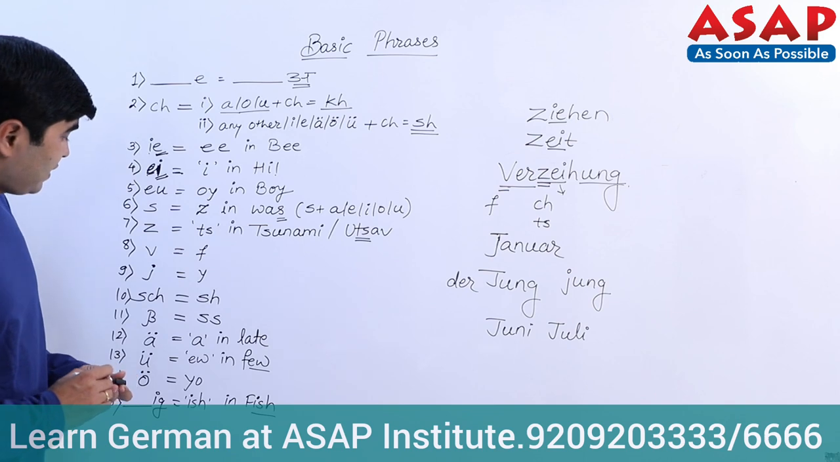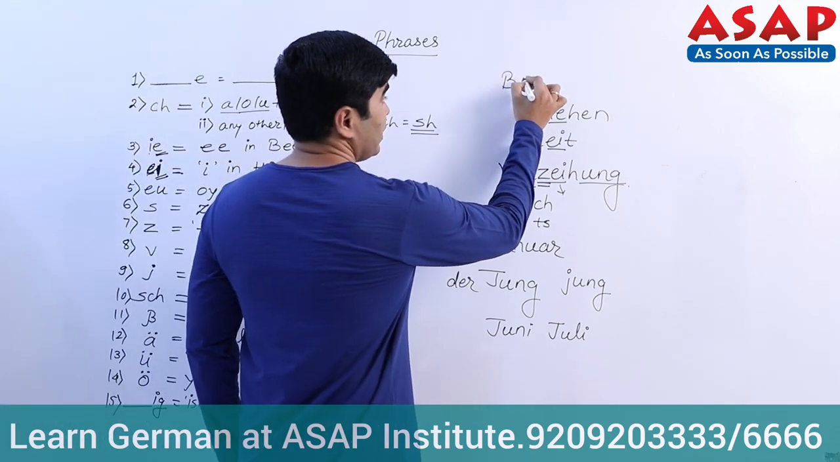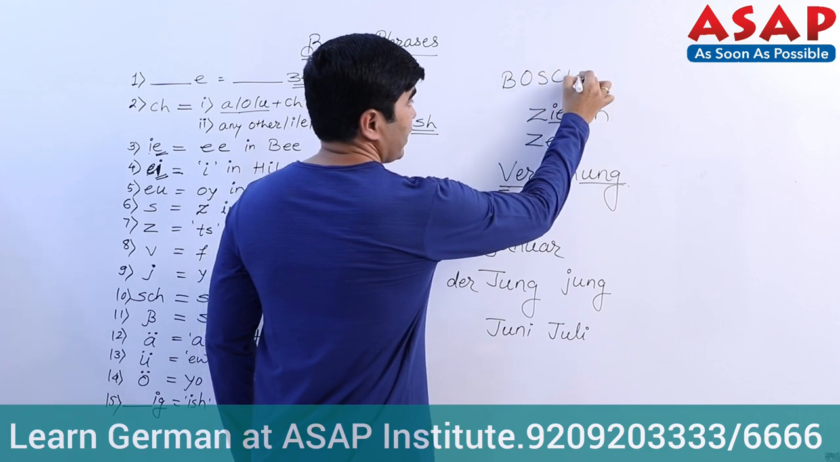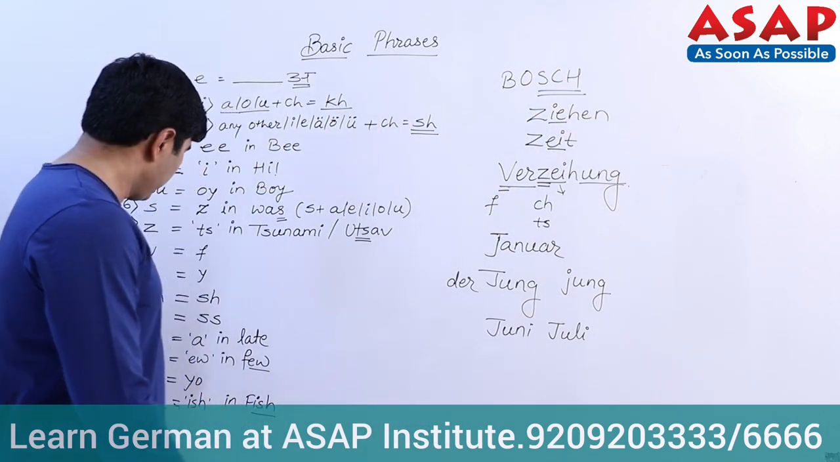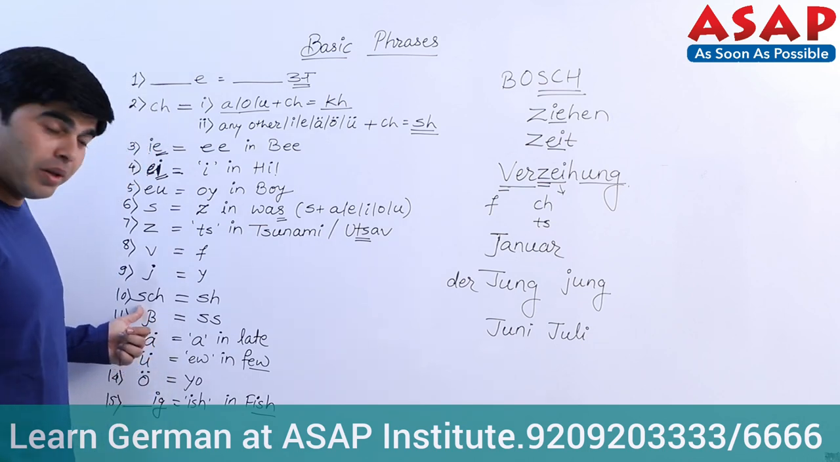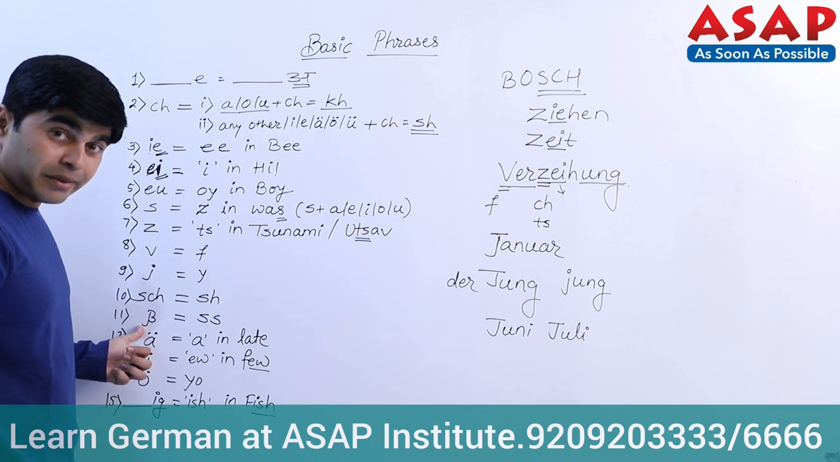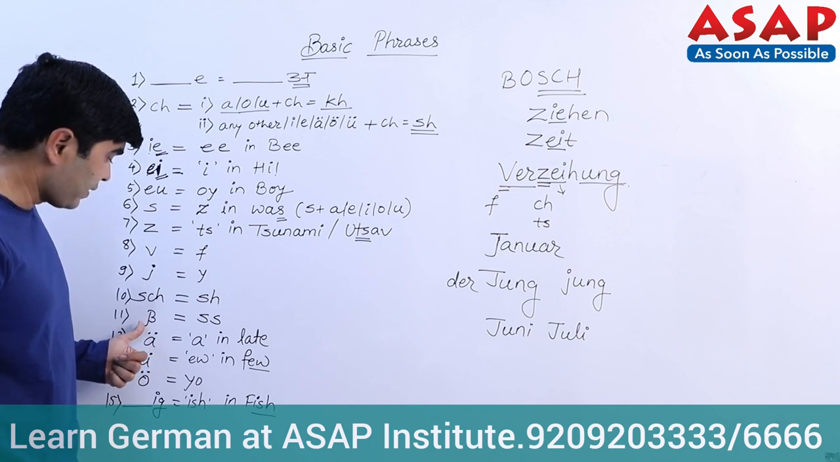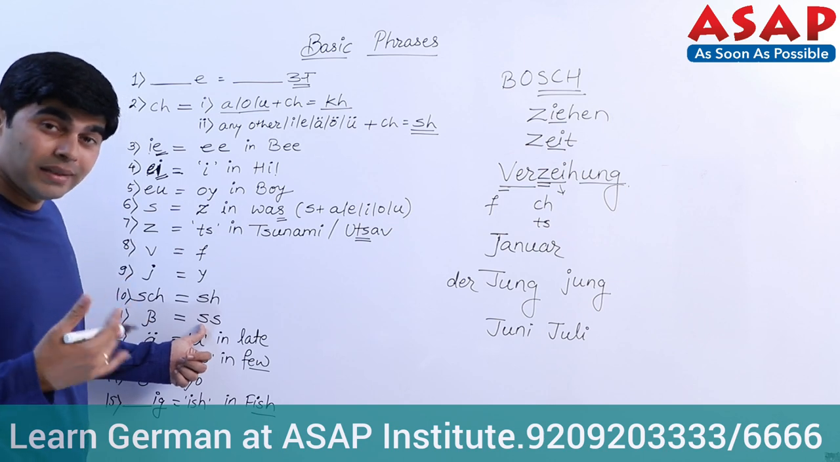And now SCH. SCH is pronounced as SH. You must know one more German company, that is BOSCH. Bosch. So this sound is quite easy to remember. SH. SCH. This is a German letter, that is ß. Its sound is nothing but a stressed S or double S sound.